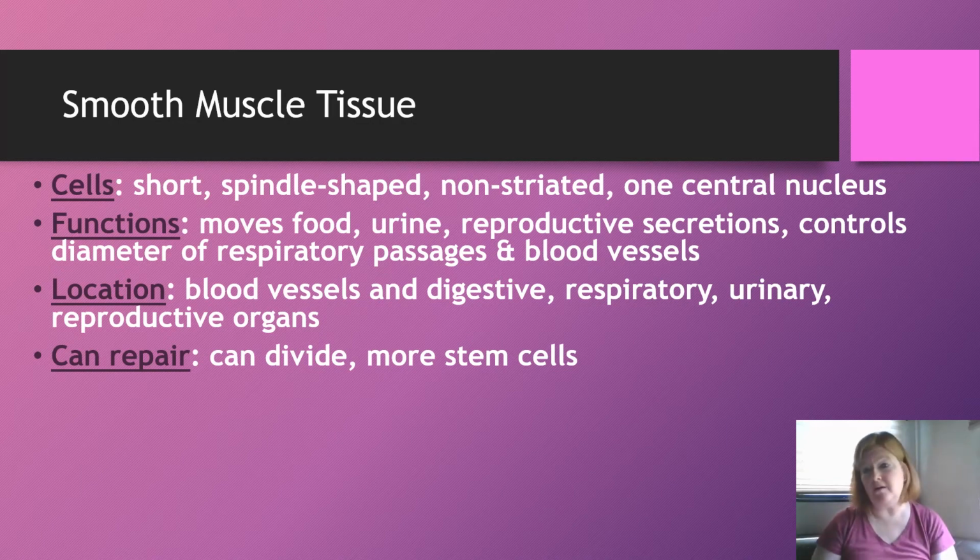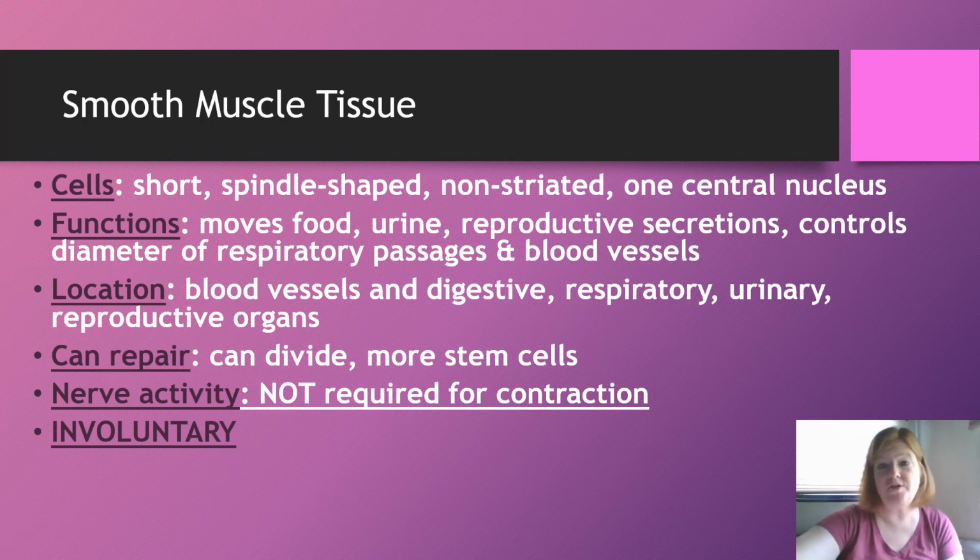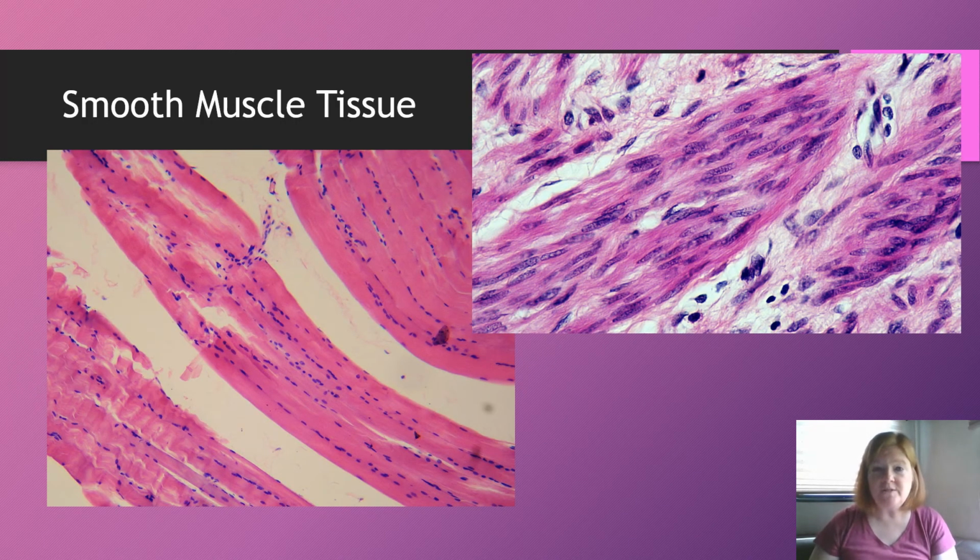It can repair. There's more stem cells, so it's able to divide. So this muscle will be able to repair with damage. And again, the nerve activity is not required for contraction here, so involuntary, so outside of your conscious control. Here's what smooth muscle looks like. You can see in the top picture a centralized nucleus. You don't see striations, no stripes.